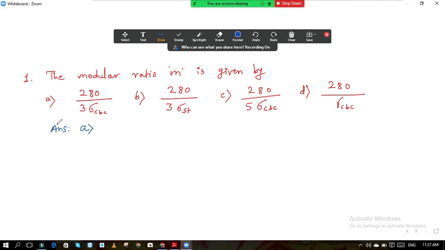Modular ratio in the working stress method is this. In the limit state method, if you calculate the modular ratio, what is the formula? It is ES upon EC. ES means Young's modulus of steel divided by Young's modulus of concrete. So you have to remember this: Young's modulus of steel divided by Young's modulus of concrete. Is it clear?